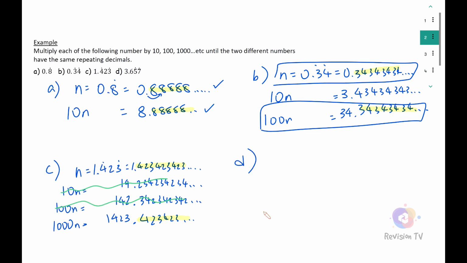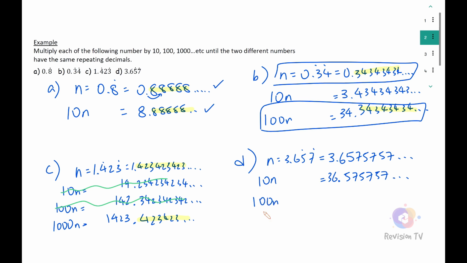Right, D. This time, we're going to let n be 3.657 with recurring on 5 and 7. Now, that means the 6 is not recurring. So if I have to write it out in full, it'll be 3.6 and then 57, 57, 57, etc. So it's just the 57 that is repeating. This time, let's times it by 10. So decimal point there, 36.5757. Are they matching? Not quite, because this has 657, 57, but this is just 5757, so it's not quite matching.